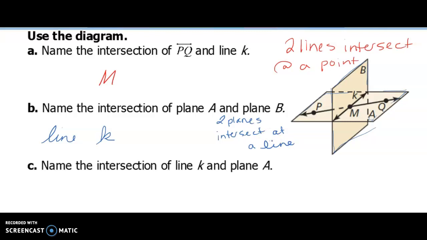Okay, now it says name the intersection of line k, which is this whole line here, and plane A, which is this flat plane laying down. Well, line k is in plane A. So wouldn't you agree that everything on line k is also on plane A? It has them both together. That's where they meet. So this one, pretty confusing, but it is line k.